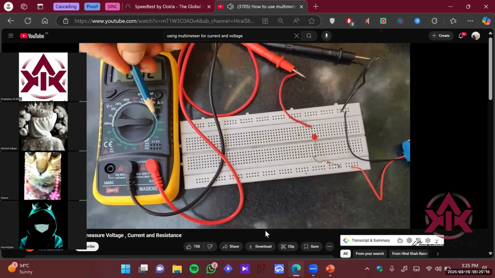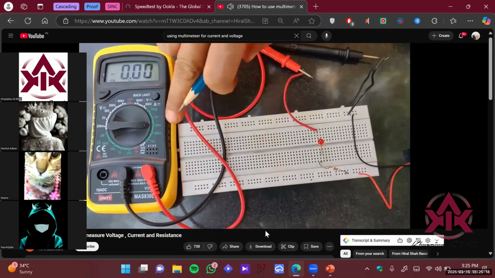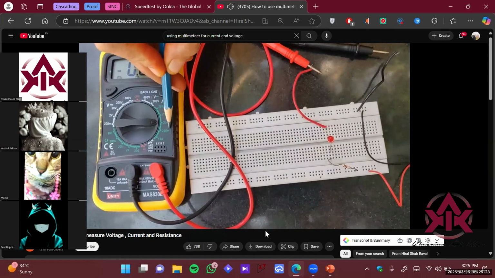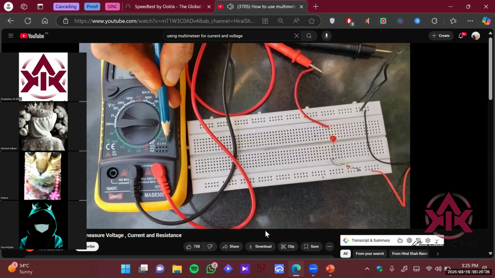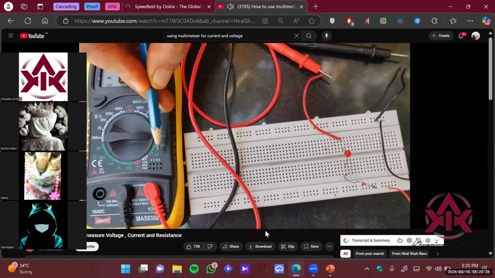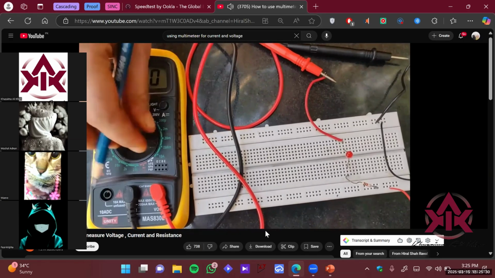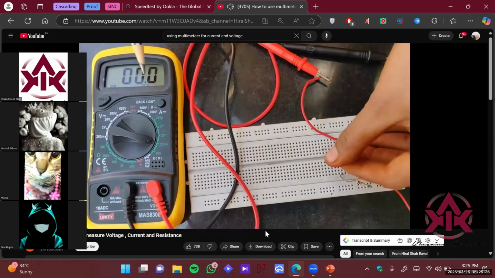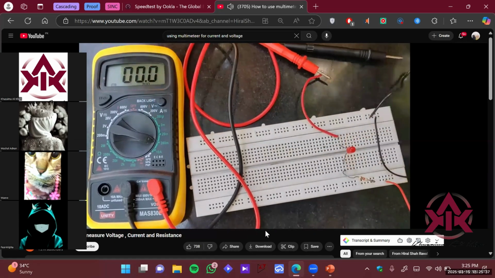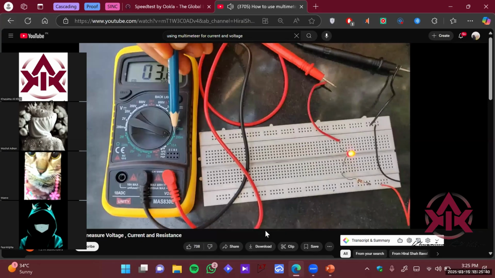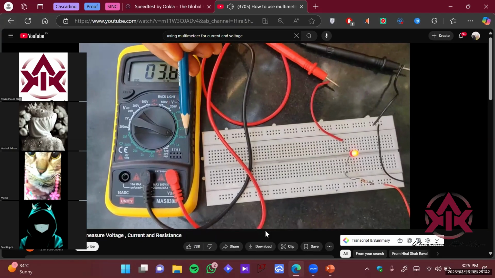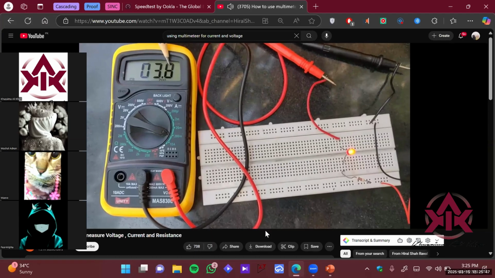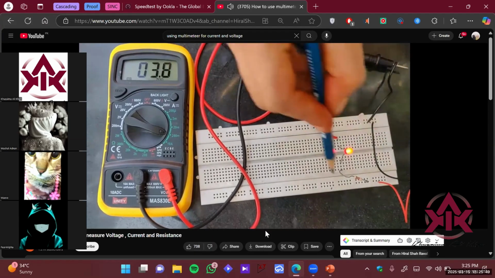Let us see how I have chosen the range. The maximum range available is 10 ampere, which is very high, so we are not going to consider it. For us the 200 milliampere range is sufficient. First of all, I have connected it and chosen the 200 milliampere range, and the display shows 3.8 milliampere. This is the maximum current flowing in the circuit.